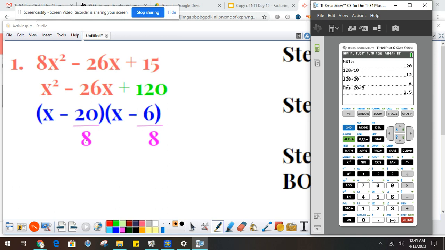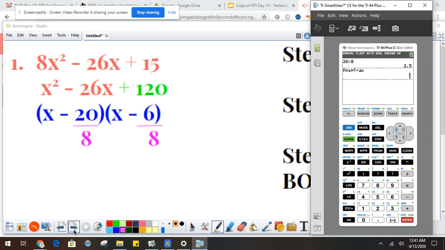That just doesn't seem right. Let me clear my calculator again and try that. 20 divided by 8, 2.5. But I need it to be a reduced fraction. So I'm going to press math, enter, enter, and I got 5 over 2.